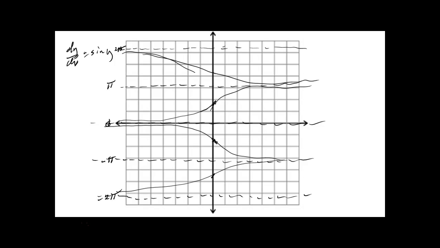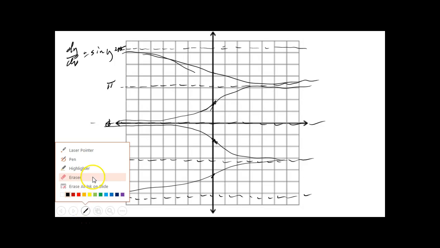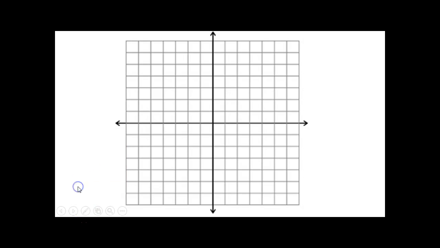Let's see if we can do this with example 5. Completely different problem, so let's go to this. Here's a differential equation. dy dx is equal to y minus 1 squared. Okay? Does that have any critical points? At y is equal to 1.